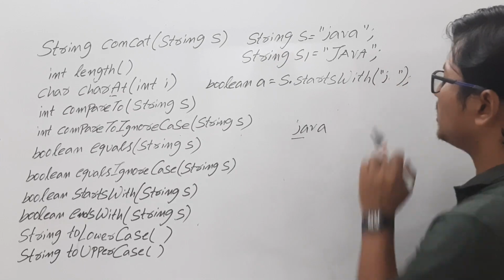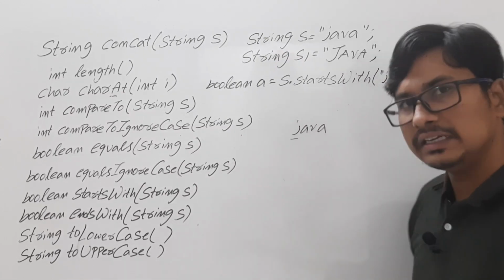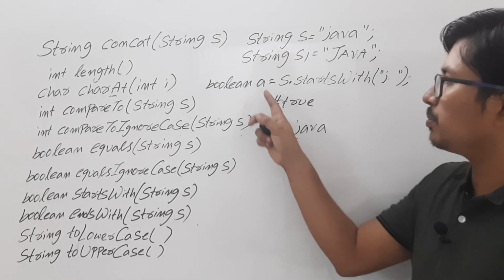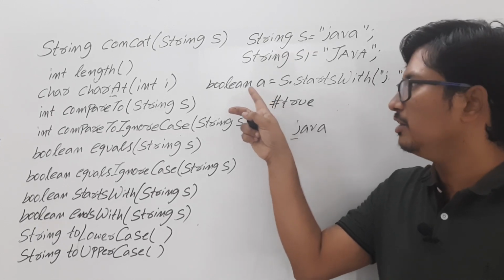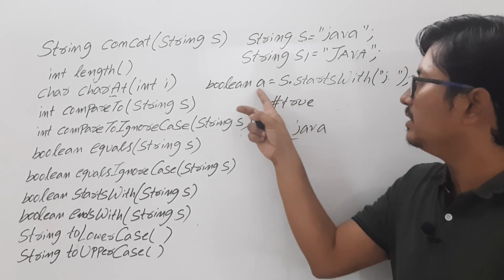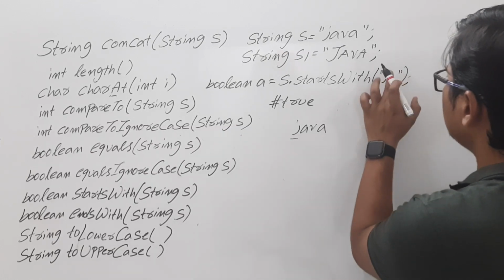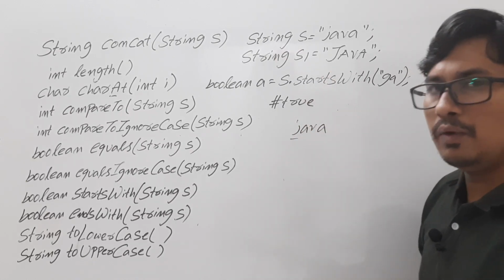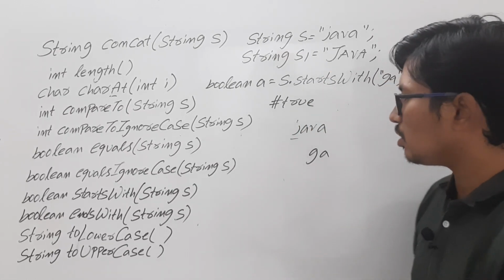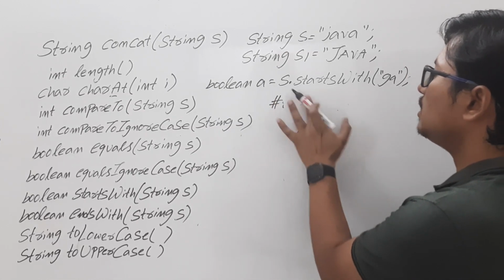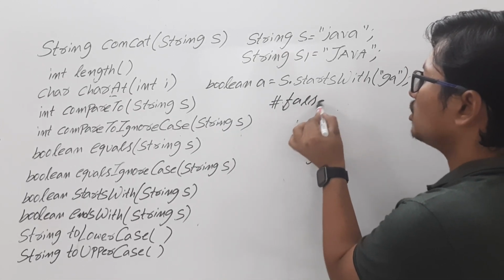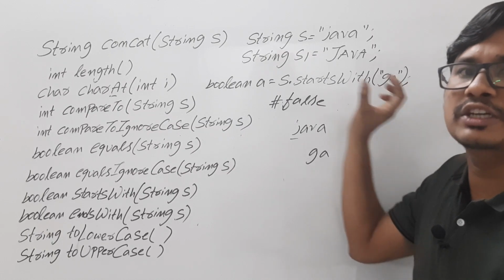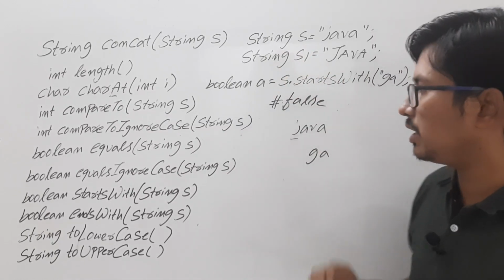If I write J, it will check whether it is starting with J. Yes, it is starting with J. So in that case, it will produce the output as true for you if you are printing the value which is there in the variable a. If you write System.out.println a, then it will produce the output as true for you. If I write Ga, now look at here. Is the string Java starting with Ga? No, it is not starting with Ga. In that case, it will return the value as false for you. So whether the string in the variable s is starting with this particular string or not, it will verify. I hope you have understood.